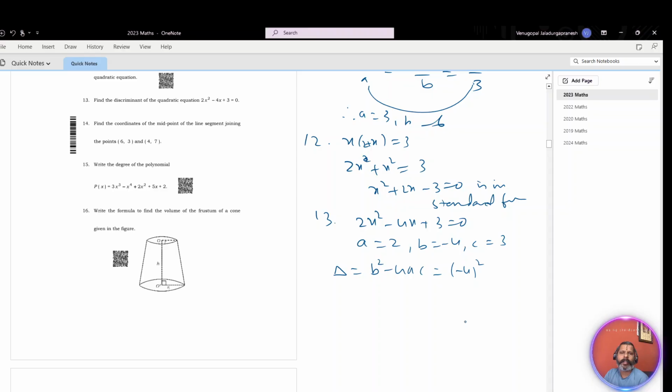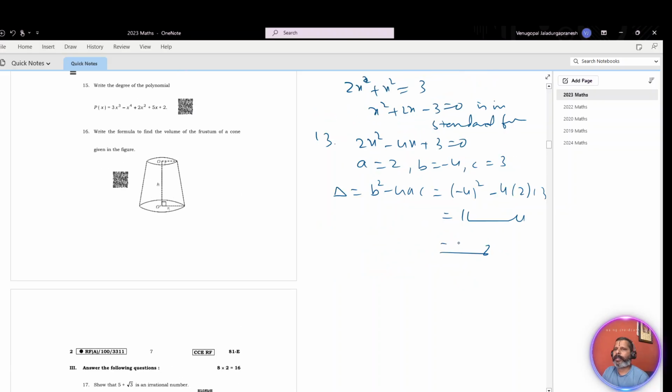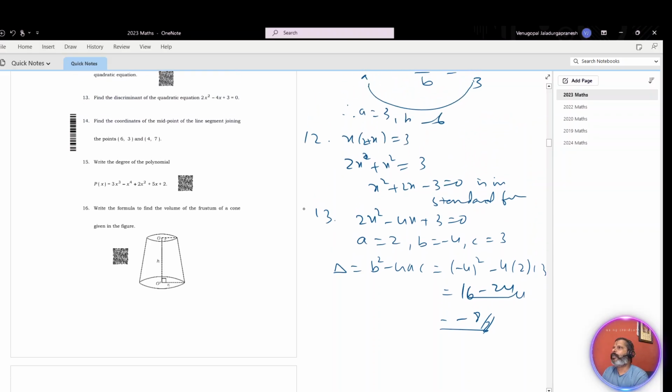24 subtracted from 16 is minus 8. That's the discriminant value. The roots are imaginary here because the discriminant has come negative. That part is not required, but I'm just giving you the answer. Okay, this is minus 8, 16 minus 24 becomes minus 8. Then we'll go to the 14th one.